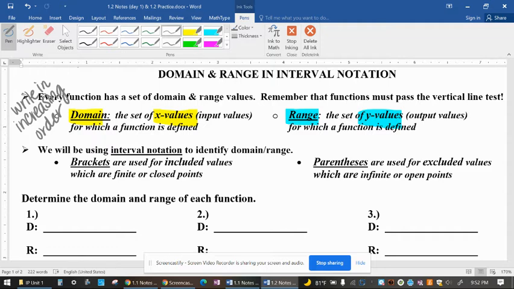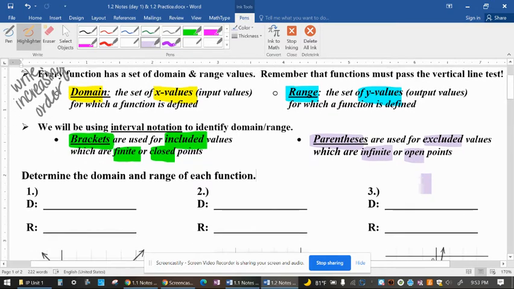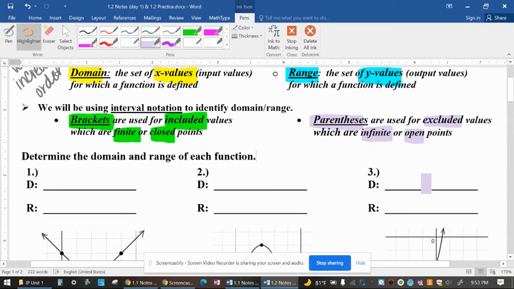The parentheses you're also going to use for any excluded values, any open points, whereas brackets are used for closed points. So take a second, go ahead and write down what you need to. Brackets are for included values. That includes finite, meaning that they end, or closed points. Whereas parentheses are excluded values, so your function will get close to them. Same with asymptotes. It includes infinite values or open points. It'll make a little more sense once we look at specific examples.